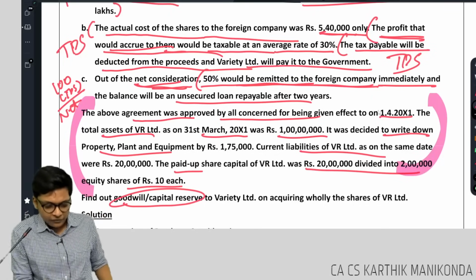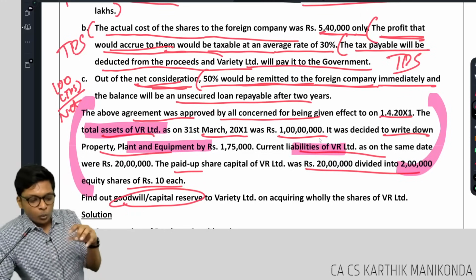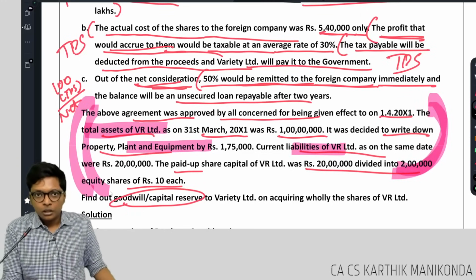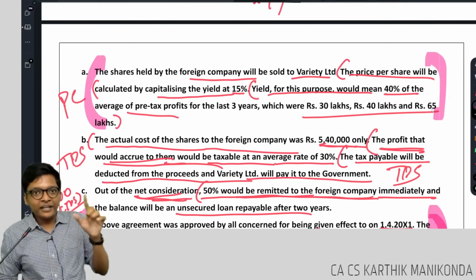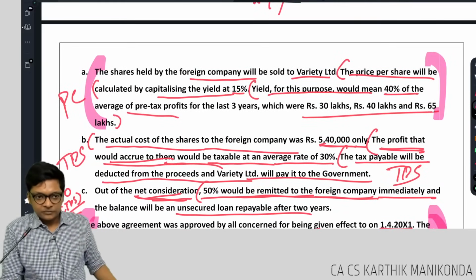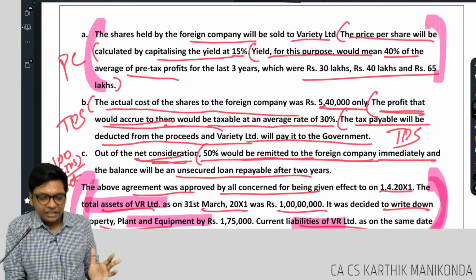Look at this, cost of the total assets, asset and liability they have given over here. So what I got is over here. What I paid is point number A. I can compare both and find goodwill or capital reserve. That is the last step. First let me do A, B, C. Did you get the whole structure, guys?